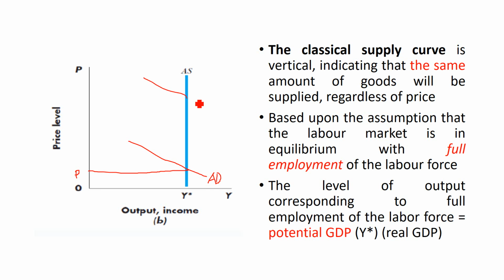And if the demand for goods and services is high, such as at AD1, then firms will still supply a quantity of output Y star, but because the demand for goods and services is so high, that output will be sold at a much higher price. It will be sold at a price of P1.